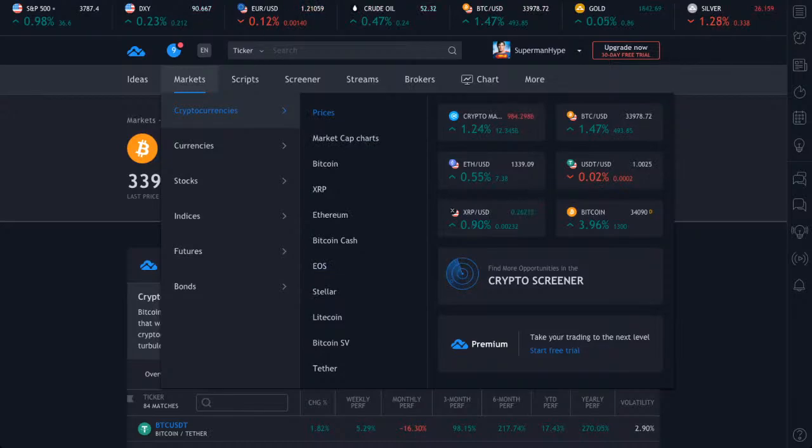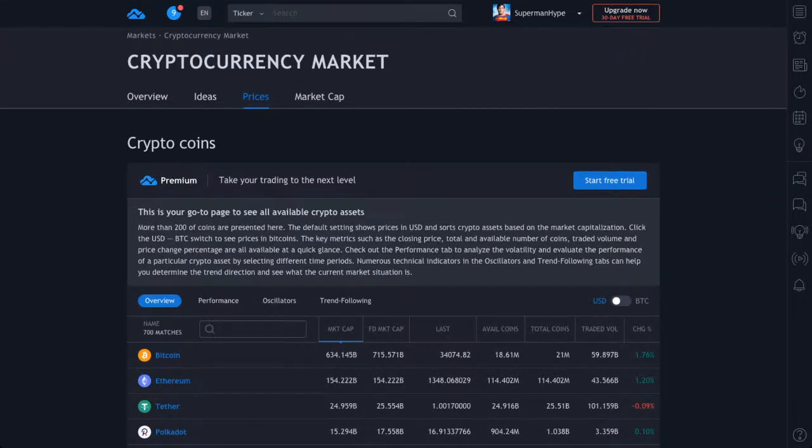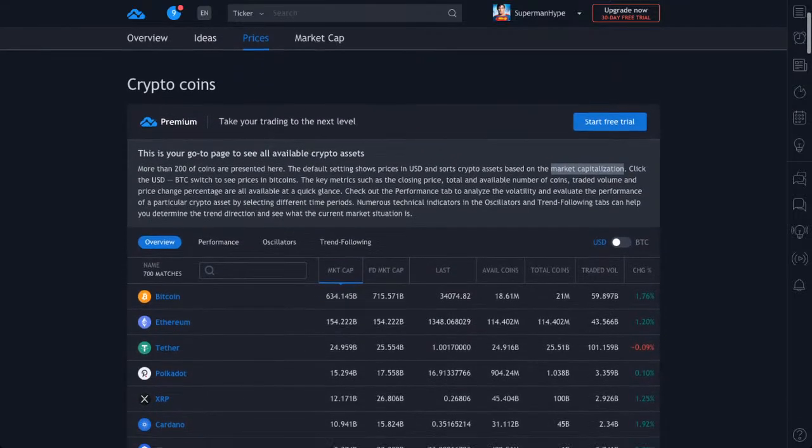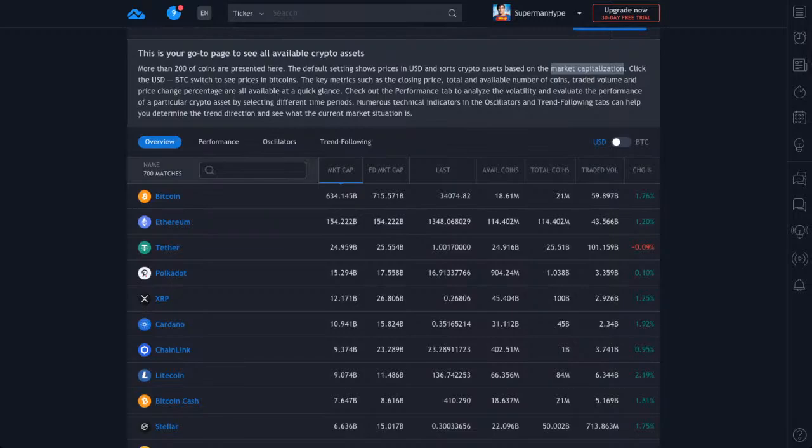And let's have a quick look at the prices. And we're going to get overall prices of all the cryptocurrencies. So this is your go-to page to see all the available cryptos. More than 200 of the coins are presented here. The default setting shows US dollars and sorts cryptocurrency by market capitalization. So that's the number of tokens times the price in the market, which gives you that total market cap. So there we are. There's 700 matches on here.